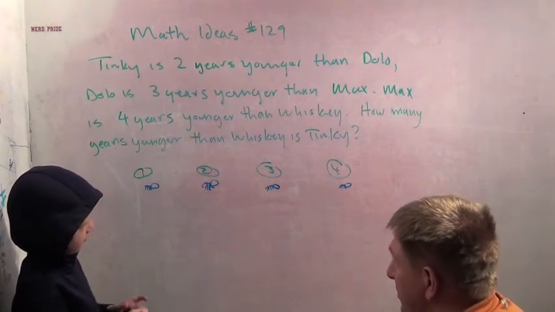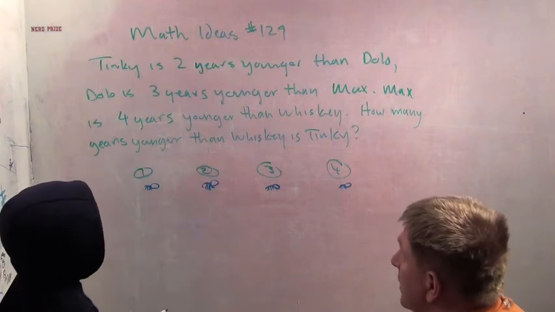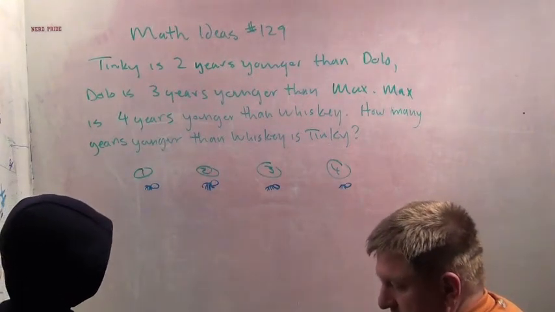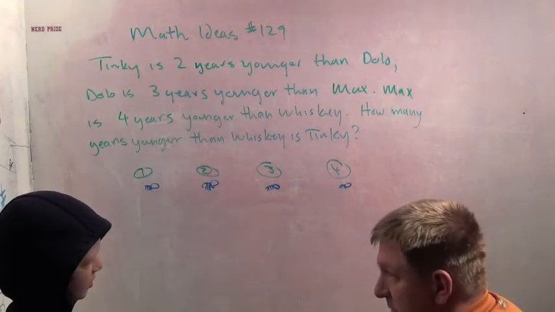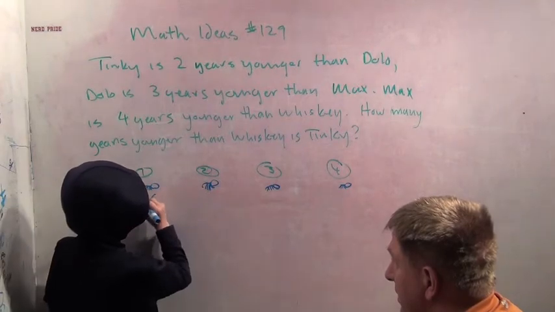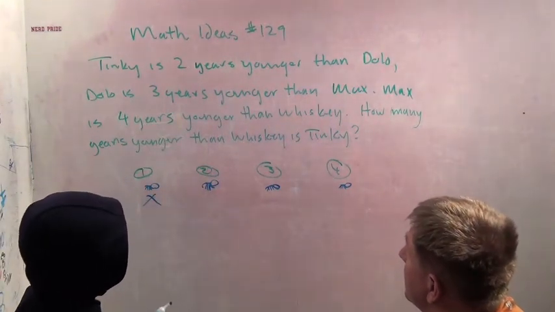Okay, now that you have your picture, what are you going to do? Now, Tinky's year, we could call it X. So you're going to put an X under Tinky? All right.